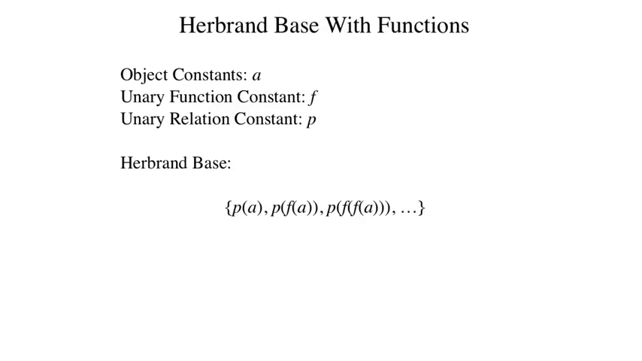Of course, not all Herbrand bases are finite. In the presence of function constants, the number of ground terms is infinite, and so the Herbrand base is infinite. For example, in a language with a single object constant a, a single unary function constant f, and a single unary relation constant p, the Herbrand base consists of the sentences p of a, p of f of a, p of f of f of a, and so forth.